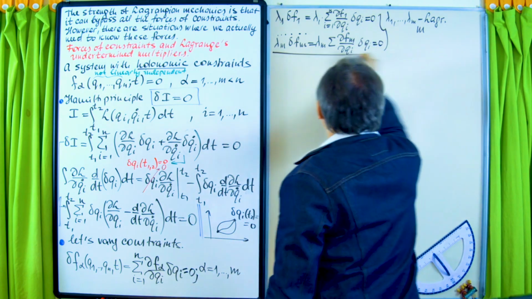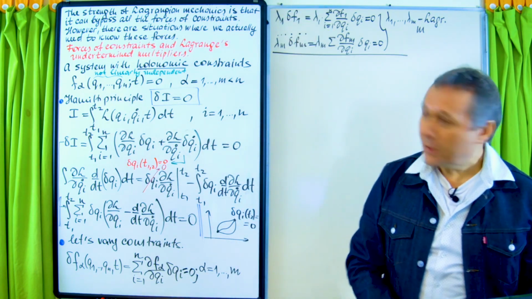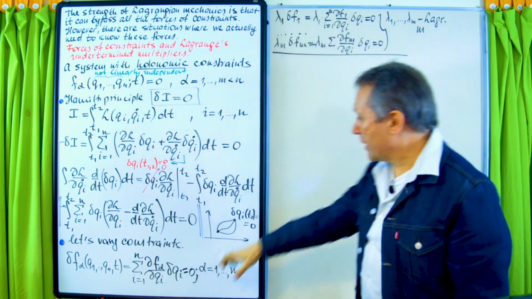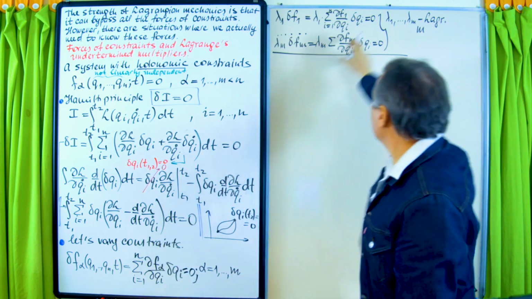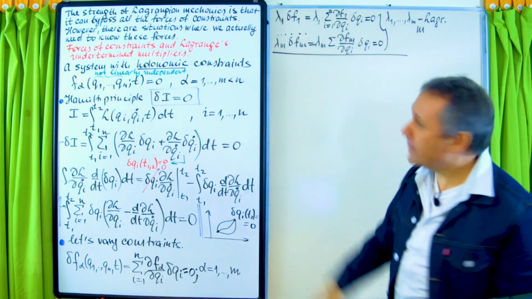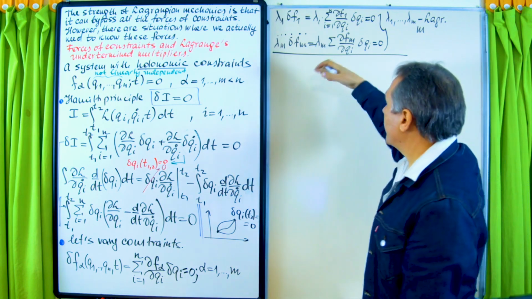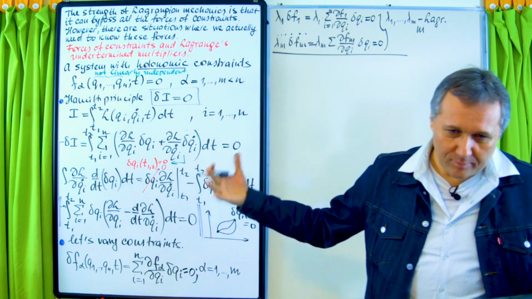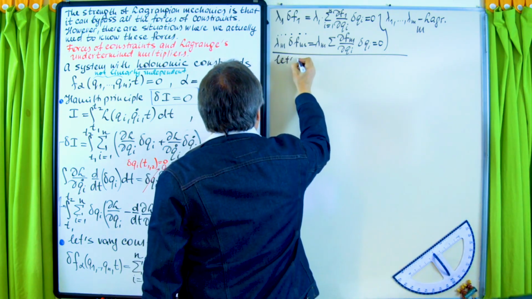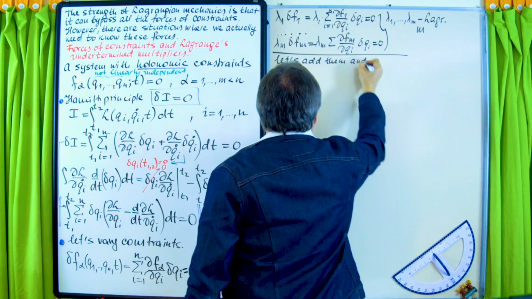Okay, so now, as I said, let's add all those equations. Or we can first integrate each of these equations with respect to time. If you integrate each of these equations with respect to time, it will still be 0 on the right-hand side. And then we can add all these equations. Or we can first add the equations and then integrate. It doesn't matter. So let me write. Let's add them and integrate.